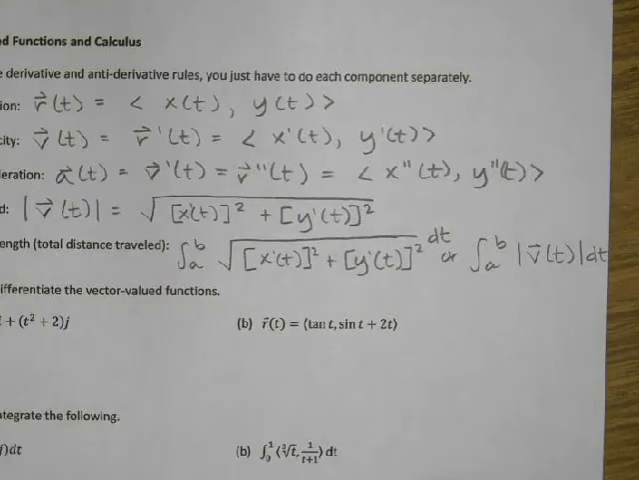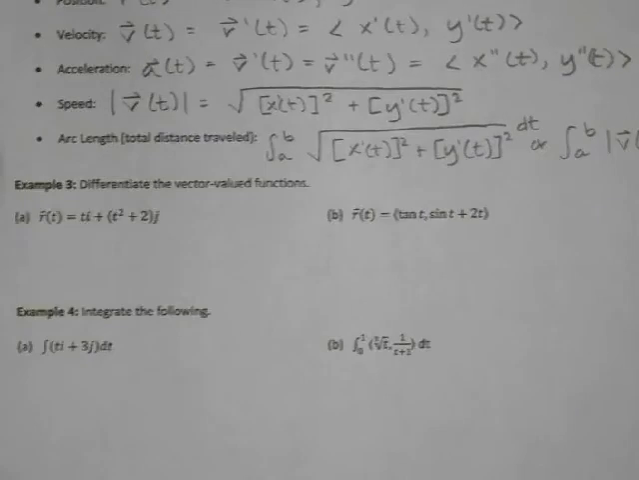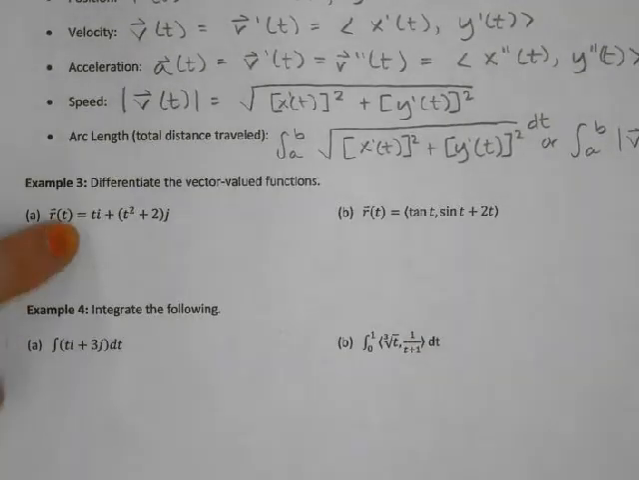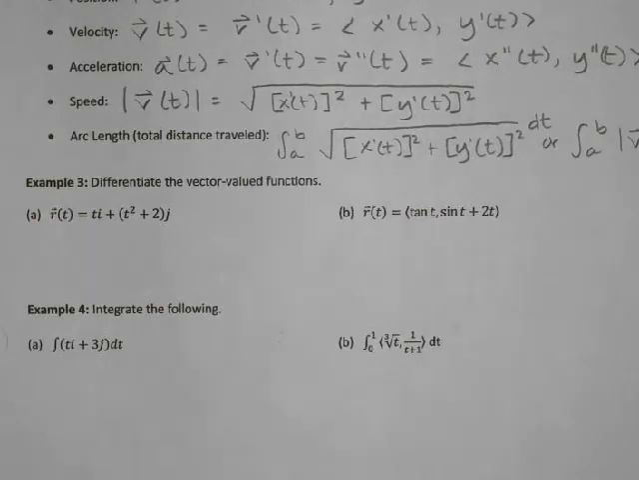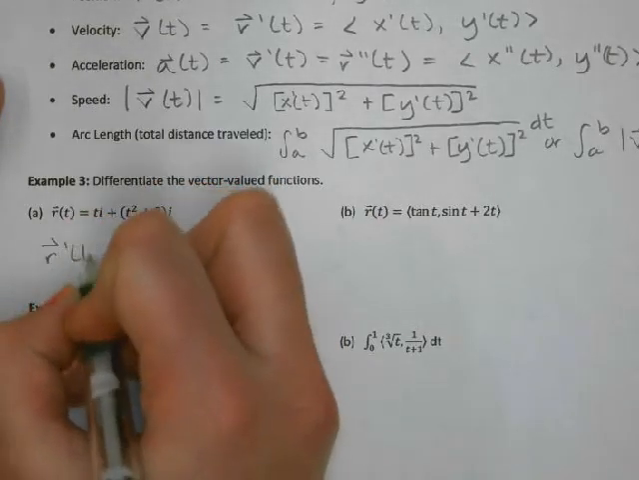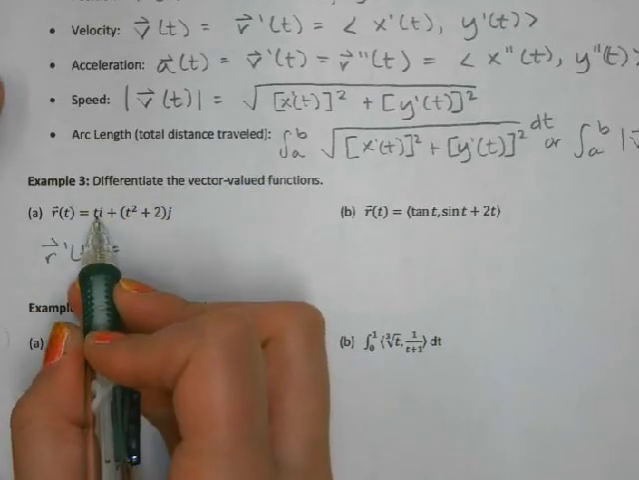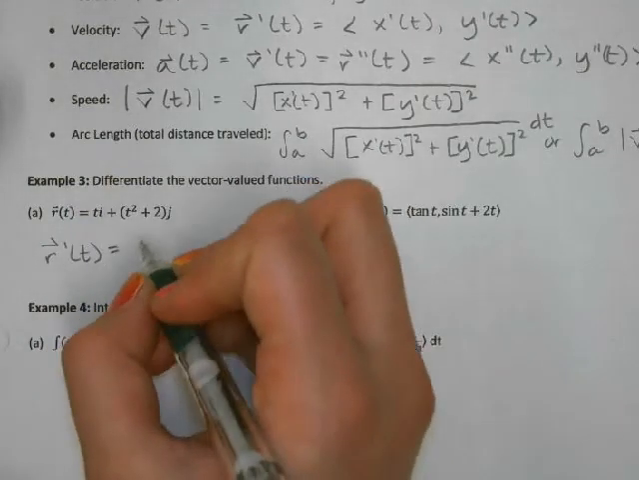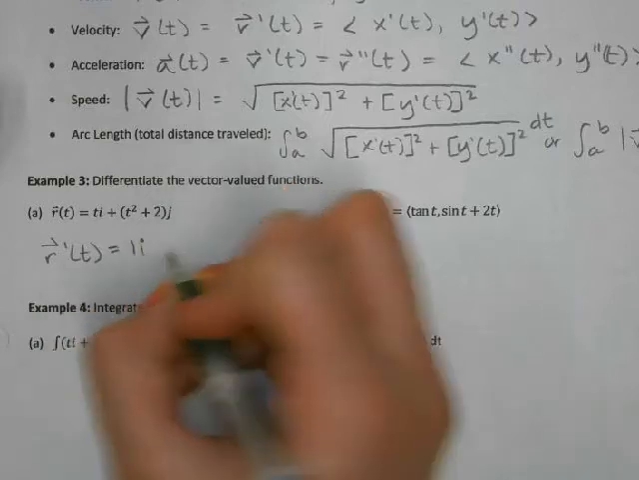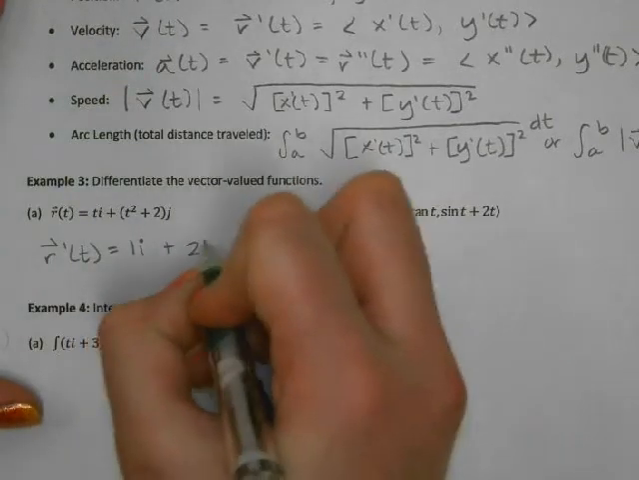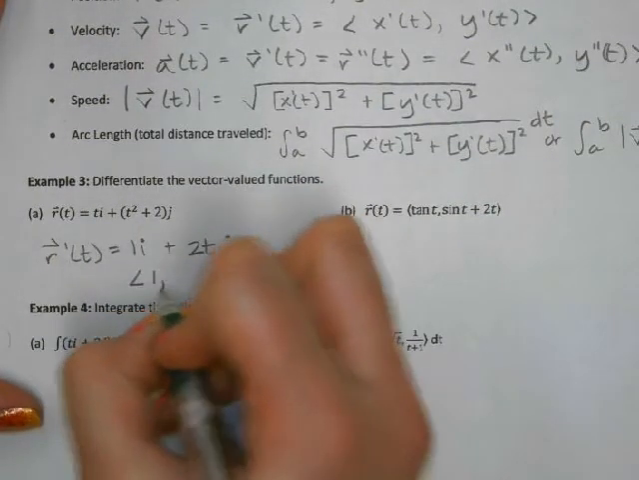Okay, so we're going to go ahead and make sure that we can differentiate and integrate a couple of these vector valued functions. So it says to differentiate. If you recall what I said earlier, it just means you have to take the derivative, but you do each component separately. So I'm going to say that r prime of t, the derivative of t, so I'm ignoring the i because that's just the notation of the vector, the derivative of t is 1, so that's going to be 1i. And then the derivative of t squared plus 2 is 2t, so plus 2tj. Or you could write this as 1, 2t.